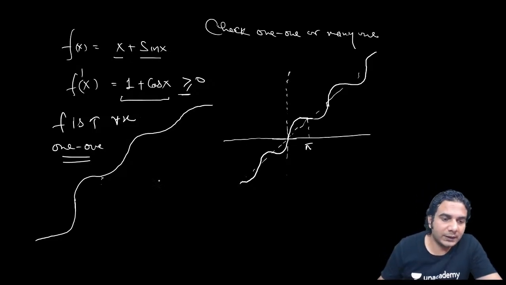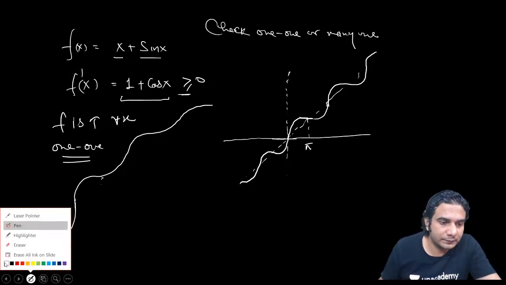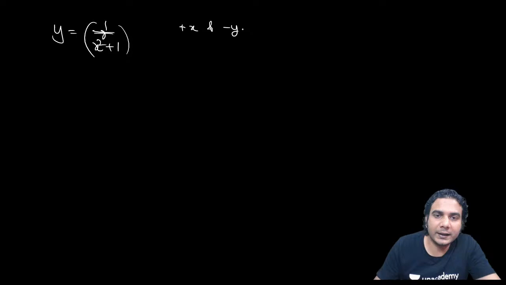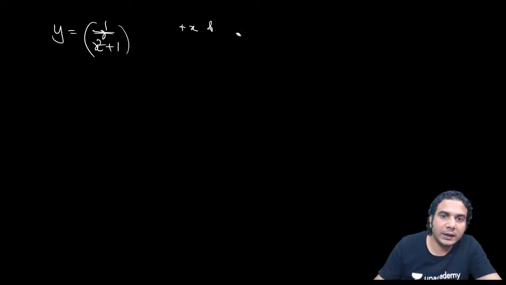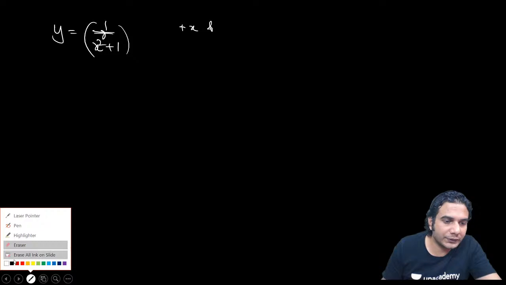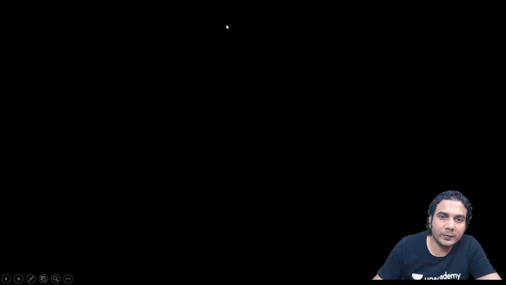Let me give you another example, like y is equal to 1 upon x squared plus 1. So no need to draw anything in this. You can see that plus x and minus x, right? It's an even function. Do you know an even function? Even functions are always many-one functions. So plus x and minus x.